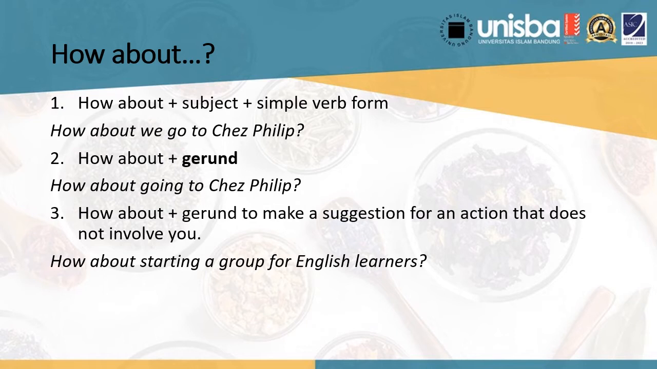In this example, the subject is still we, although it's not directly stated. Instead, the subject is implied. And going here is the gerund form of the verb go. In the last option, you see that you can also use how about plus gerund to make a suggestion for an action that does not involve you. So, for example, how about starting a group of English learners?